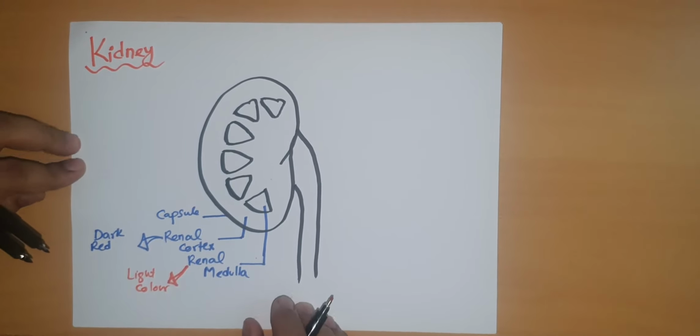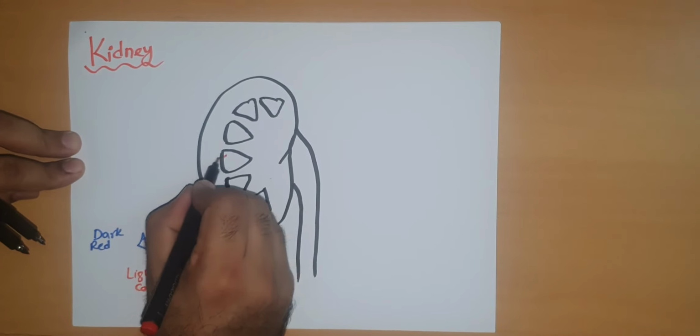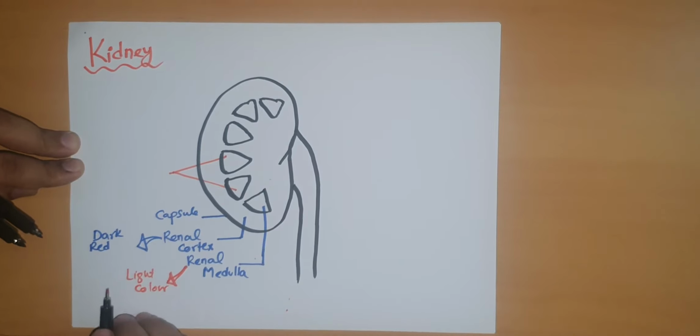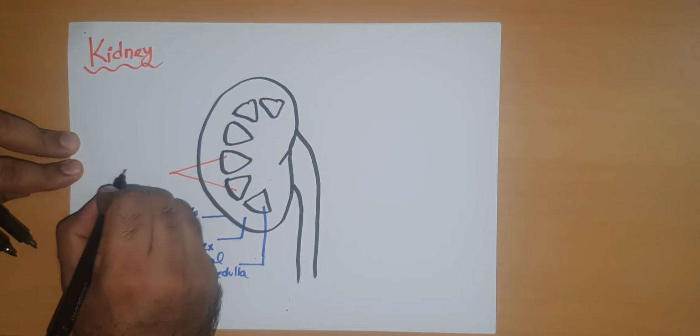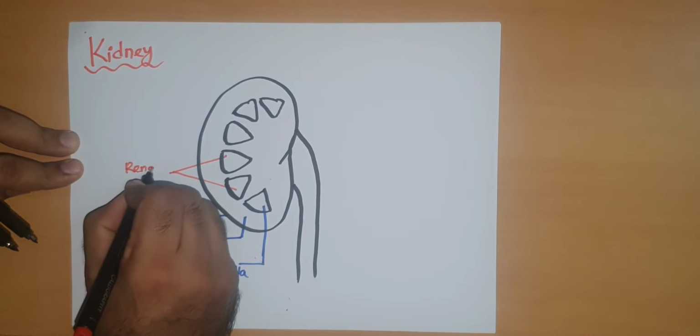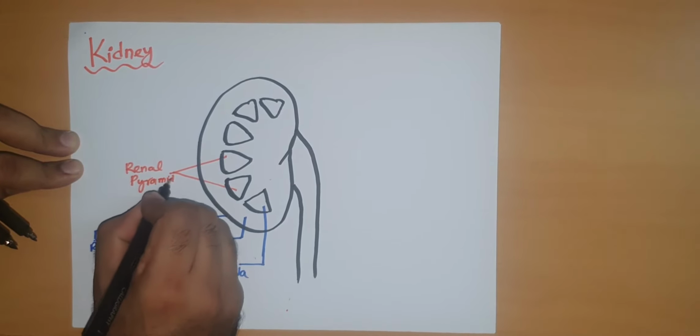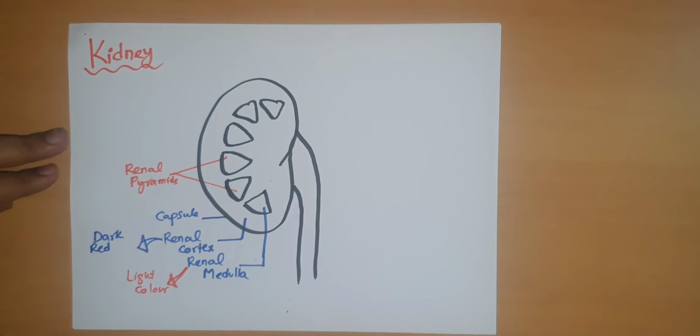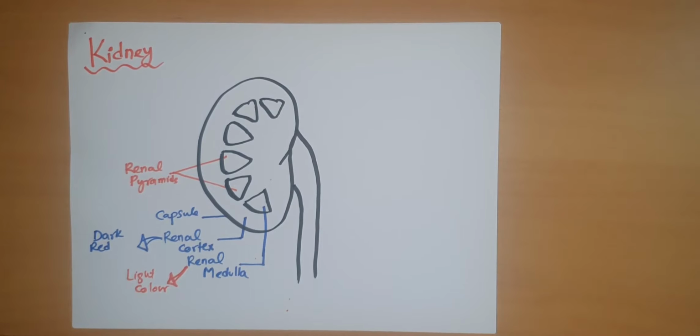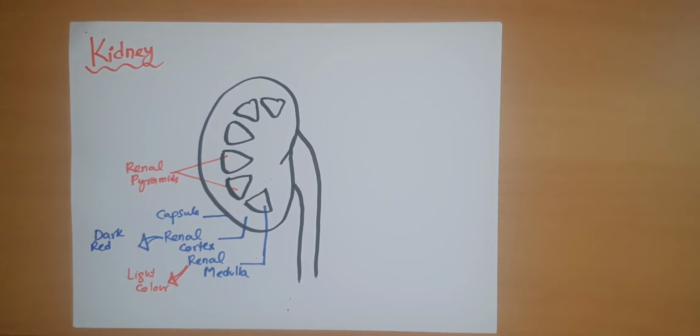Now these triangle-shaped structures are called renal pyramids. Some portion of the nephrons is present in the cortex area, and some portion is present in the renal medulla area and in the renal pyramids.